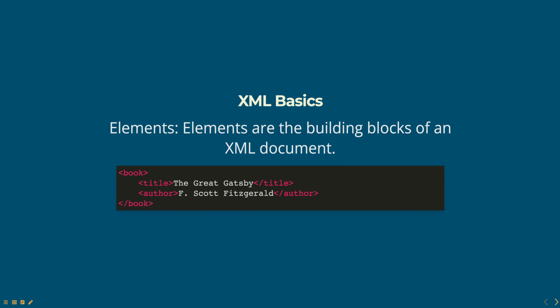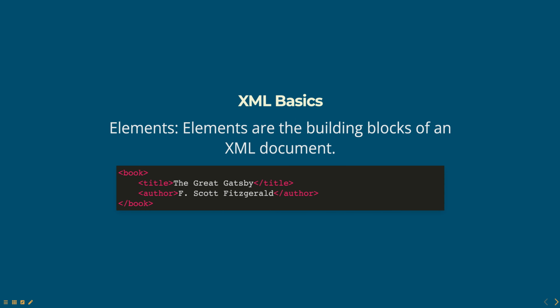Elements are the building blocks of an XML document. They are defined by a start tag, which includes the element name, and an end tag, which is the same as the start tag but with a forward slash before the element name. Elements can contain other elements, text, or a combination of both. For example, in the following XML document, book is an element.